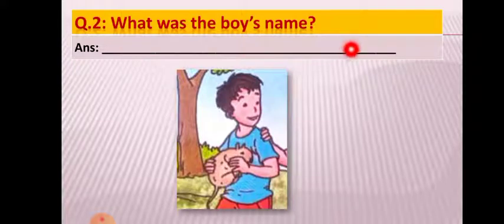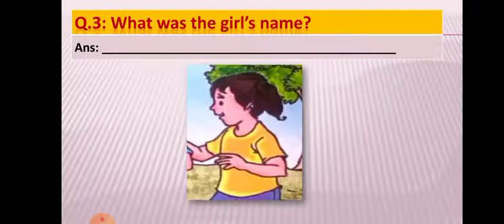Students, when we read the chapter carefully and attentively, then we can find the answers easily. So it is very easy. The boy's name was Peter. It is easy for learning when you focus on your reading. What was the boy's name? The boy's name was Peter.